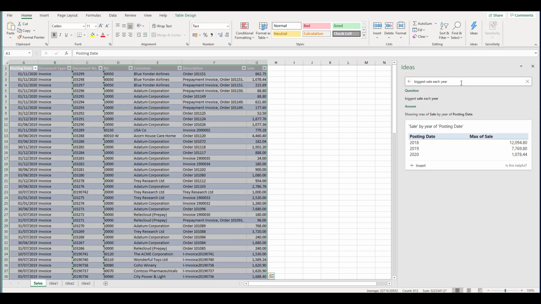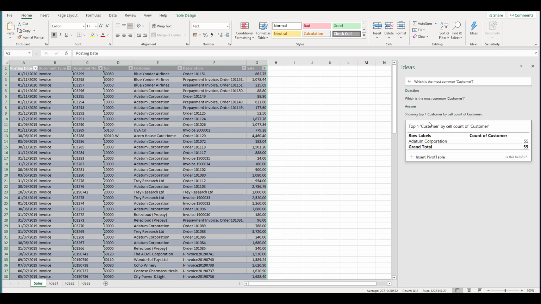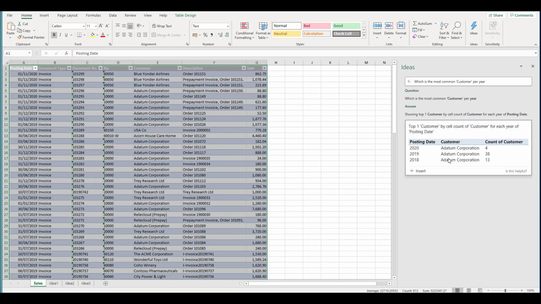So any of the information we're sort of looking at here, we can just quickly interrogate data, and there's some suggested ones here. Who's the most common customer as well? So 55 times sold out to a data. And again, common customer per year, and once again it's a data and the frequency of invoices going that way.